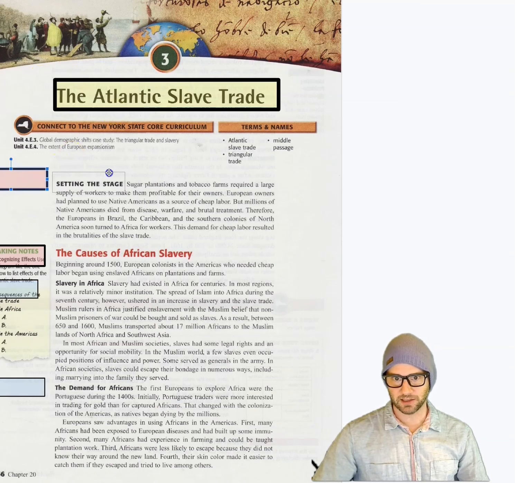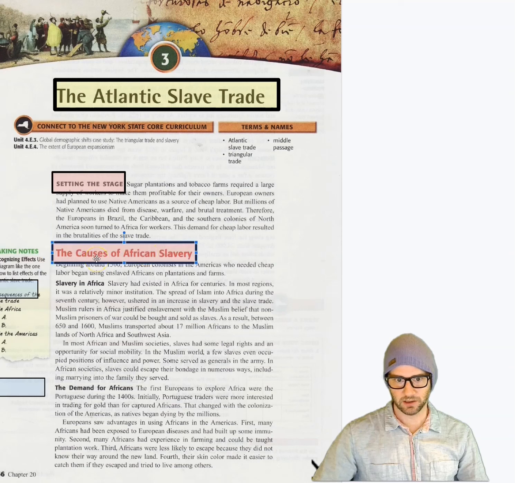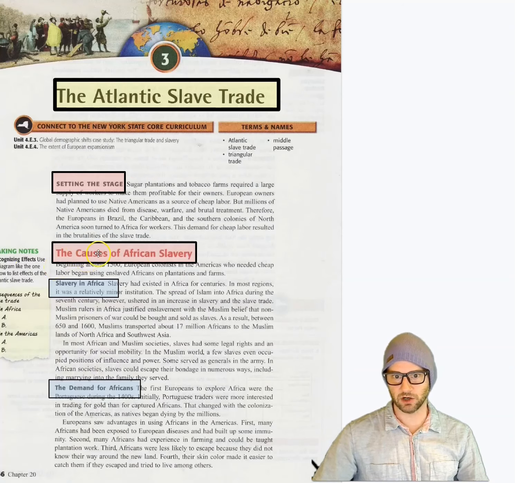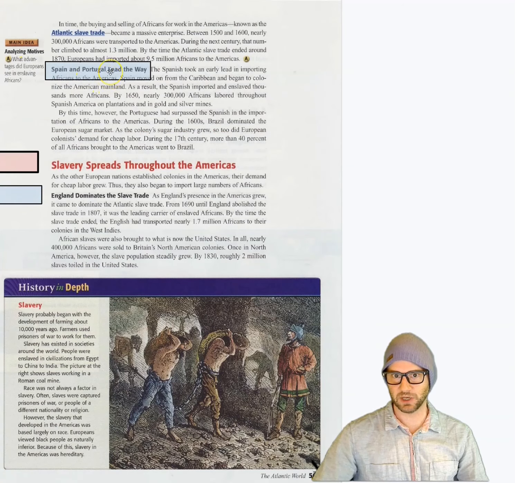They have a heading, setting the stage, which is an overview. In red, we have a main heading, causes of the slave trade. Then under the causes of the slave trade, we have subheadings talking about slavery in Africa, bolded, the demand for Africans, bolded, and, next page, Spain and Portugal lead the way. So their heading is causes, and the subheadings are slavery in Africa, demand for slaves, and Spain and Portugal.